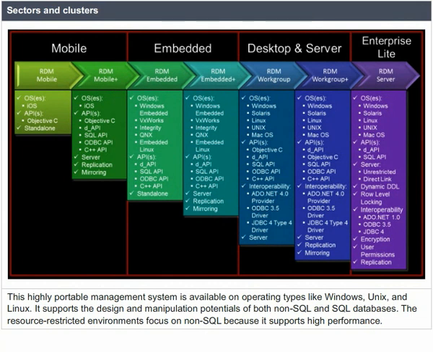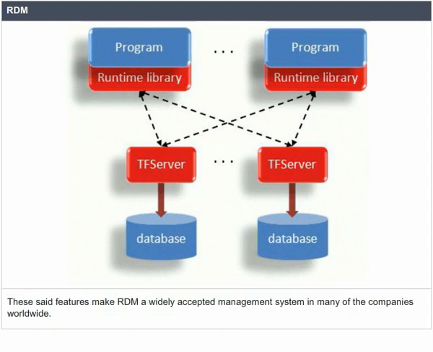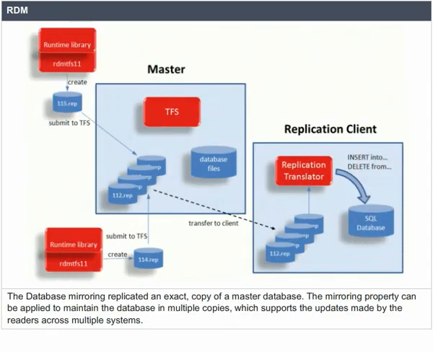The resource-restricted environments focus on non-SQL because it supports high performance. The RDM is characterized by the following features. It is a database design language, DDL, database unions, database replication, database encryption, database mirroring, application programming interfaces, and transactional file servers. These said features make RDM a widely accepted management system in many of the companies worldwide. The database mirroring replicates an exact copy of a master database. The mirroring property can be applied to maintain the database in multiple copies, which supports the updates made by the readers across multiple systems.